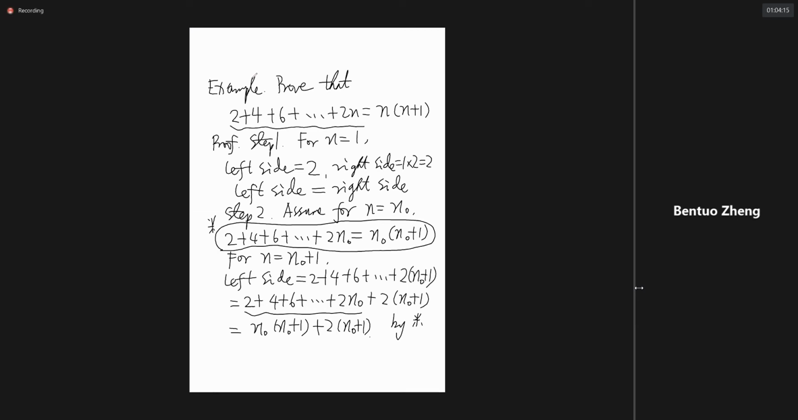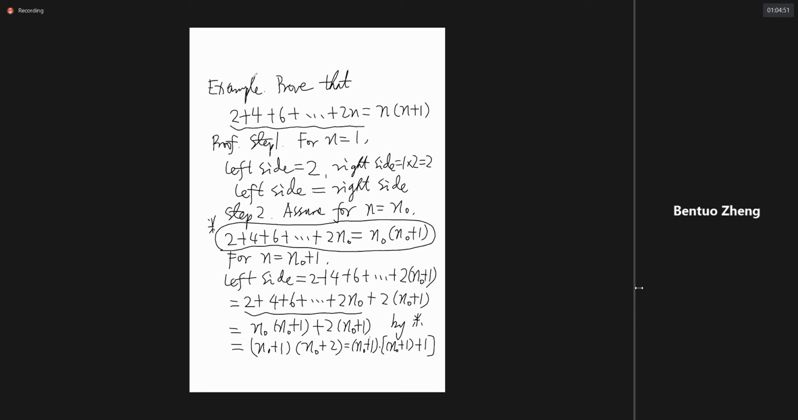Okay, now what you can do is take out the common factor. The two terms have the common factor n0 plus 1. If you take the common factor n0 plus 1, you get n0 plus 2. So if you rewrite it, this is n0 plus 1 times n0 plus 1 plus 1.